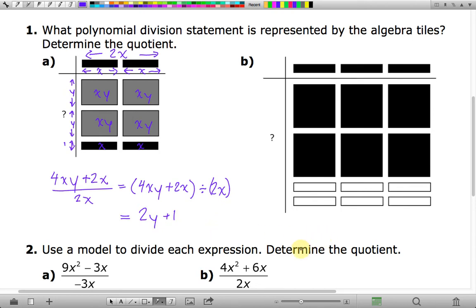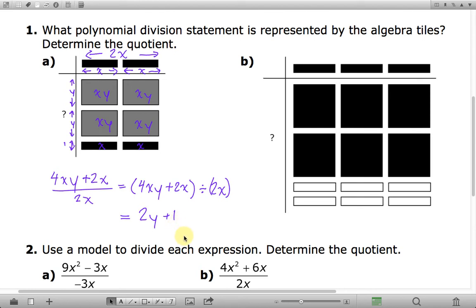So that's using the area model. Of course, ultimately we do want to move away from this because it's very time consuming and space consuming to create these diagrams. We would like to be able to do them a lot faster, and so let's see if we can understand how we're coming up with this quotient from the algebraic expressions themselves without having to do a diagram.